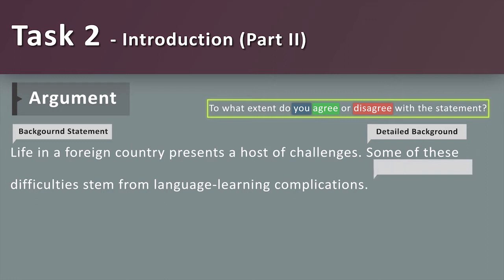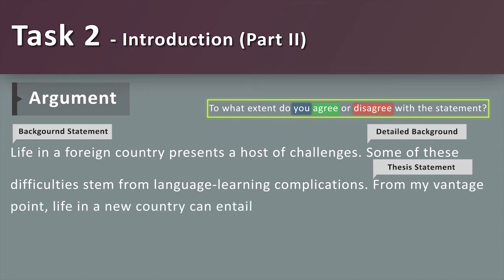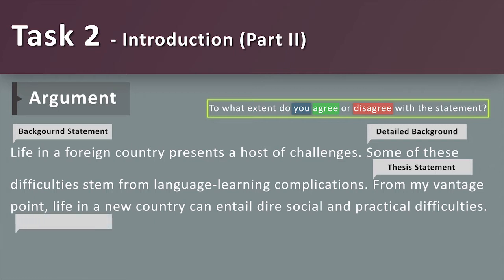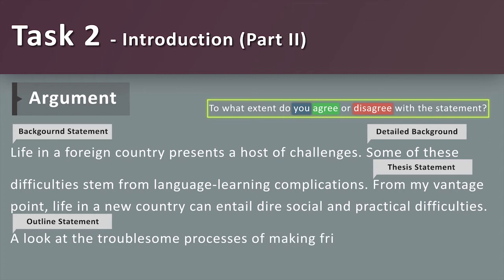Life in a foreign country presents a host of challenges. Some of these difficulties stem from language learning complications. From my vantage point, life in a new country can entail dire social and practical difficulties. A look at the troublesome processes of making friends and finding a job will show this.